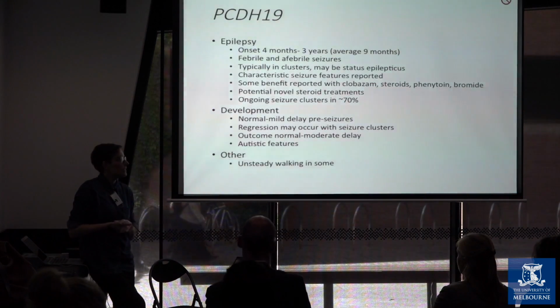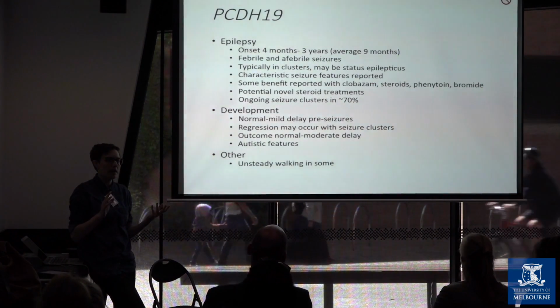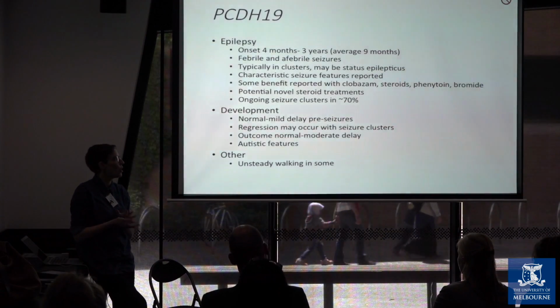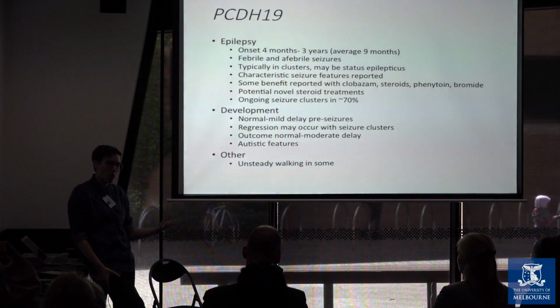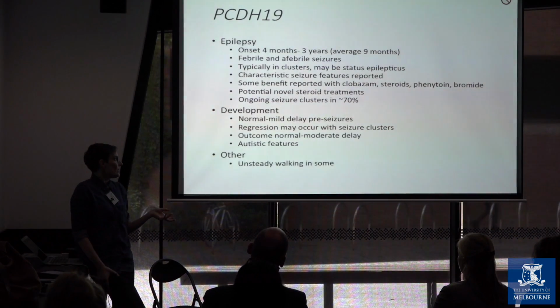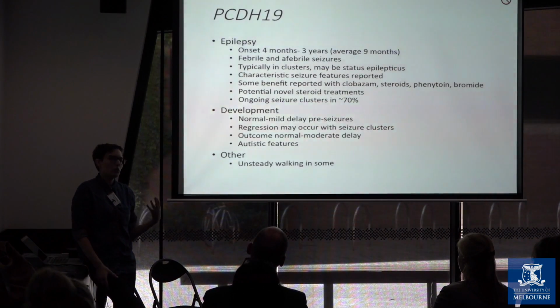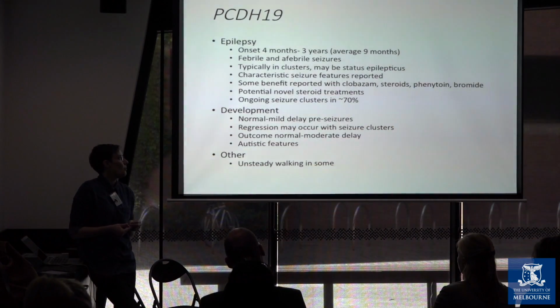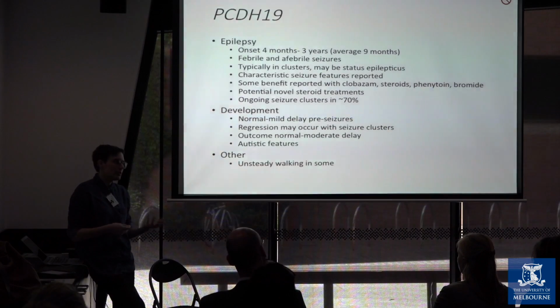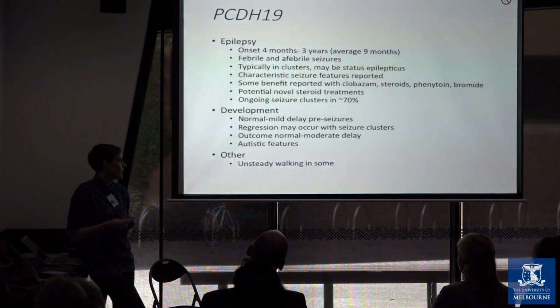Development-wise, most children with PCDH19 have normal development or very mild delay prior to seizures. Regression can occur with seizure clusters, can be quite prominent, can be problematic. There's a range of developmental outcomes, including some children who have normal development. And autistic features may be present, but are not in all children.